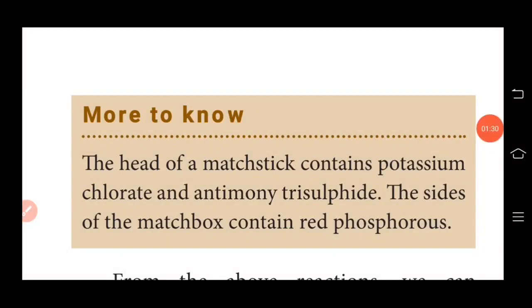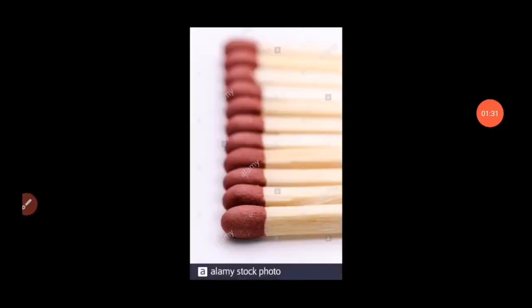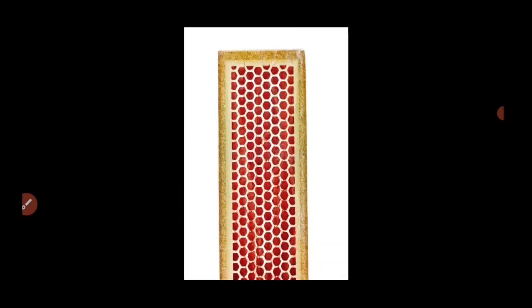More to know part, important 1 mark question. The head of a matchstick contains potassium chlorate. So let me once again explain. The head of a matchstick contains potassium chlorate and antimony trisulfide, and the sides of the matchbox contain red phosphorus.